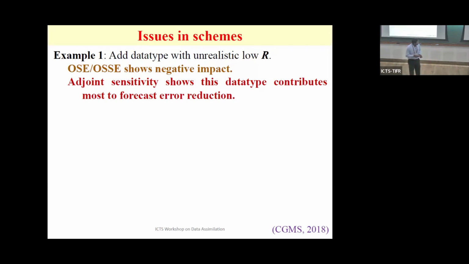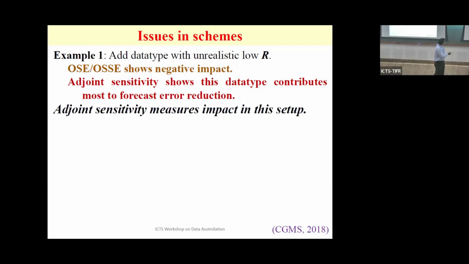Okay, so now suppose we have one data set in which the value of my R is very small, then what will happen? This kind of experiment, data denial experiment or data addition experiment, will tell you that this new data has a negative impact. But adjoint sensitivity will tell that this particular data set has a maximum impact.